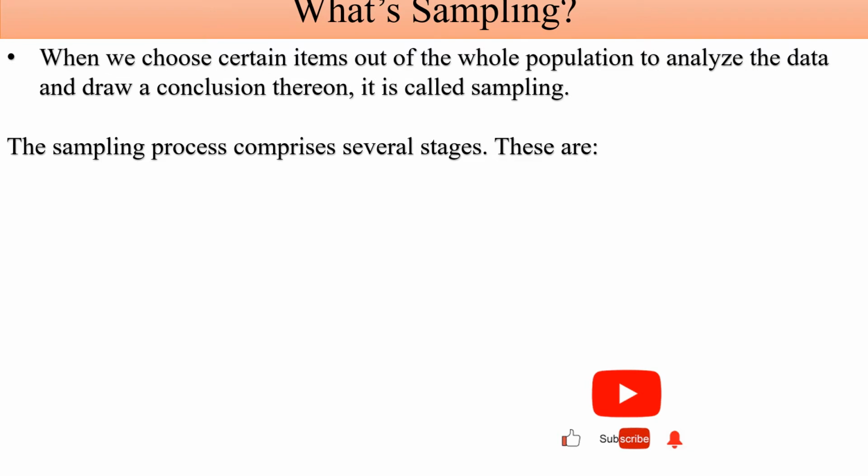When we choose certain items out of the whole population to analyze the data and draw conclusion thereon, in this case, we refer to as sampling. So sampling is the process of choosing certain items out of the whole population to analyze this selected data and draw conclusion about the total population.